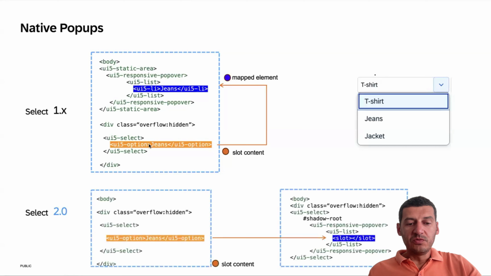With 2.0 and with using the popover API, the option that you pass to the select is the option that gets rendered on the screen because you just tell the browser, I want this to be in a popover.